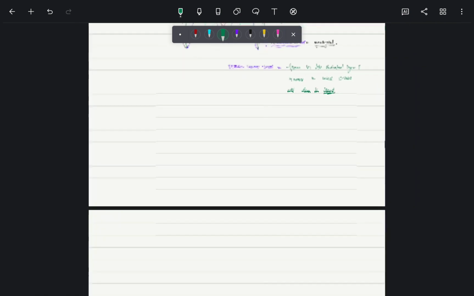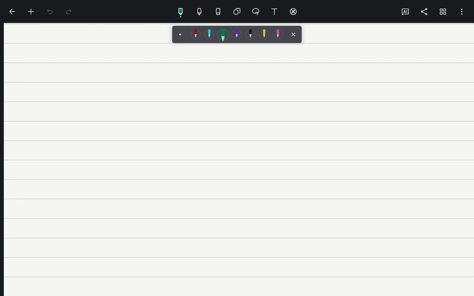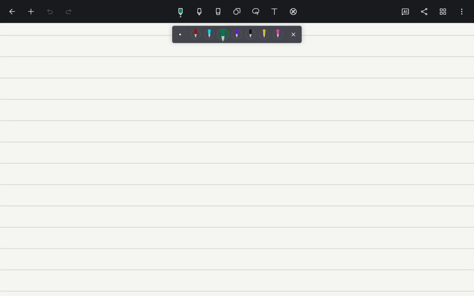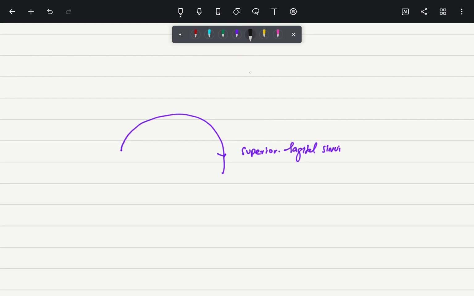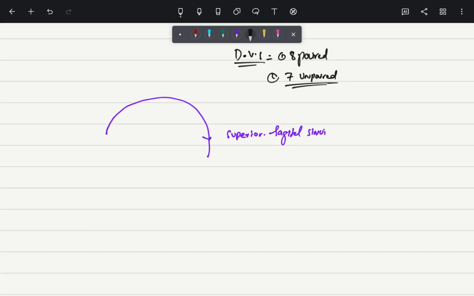Now how the dural venous sinuses are arranged in our brain, we are going to see. Imagine this is a superior sagittal sinus. Usually our dural venous sinuses are 8 paired sinuses and 7 unpaired sinuses. We are going to see what the components are.